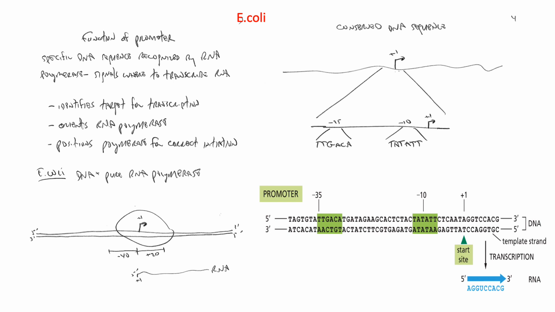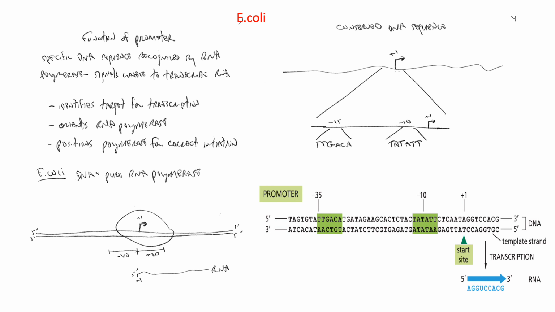And not all genes are expressed at all times, so there has to be some specificity there. The polymerase is not transcribing every gene and every DNA sequence, so there has to be some way of identifying what gene needs to be transcribed. That's one of the functions of the promoter.